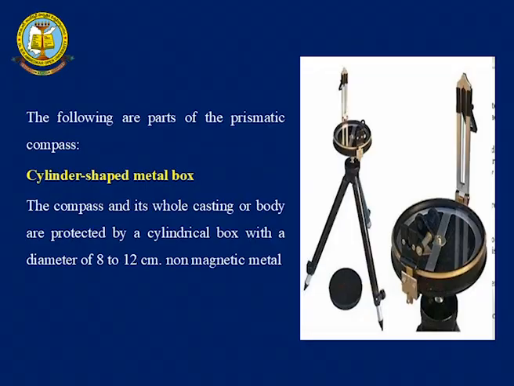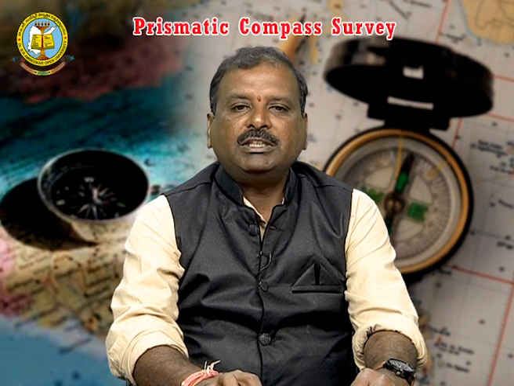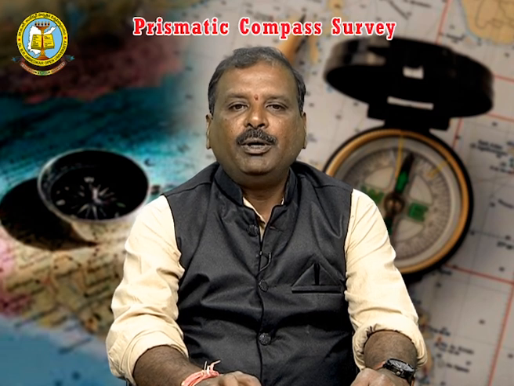In this slide you are seeing a prismatic compass, which has a cylinder shaped metal box, and this prismatic compass is fixed to the tripod. This is the way we will fix it, and first we will discuss the different parts of the prismatic compass. The first is the cylinder shaped metal box.